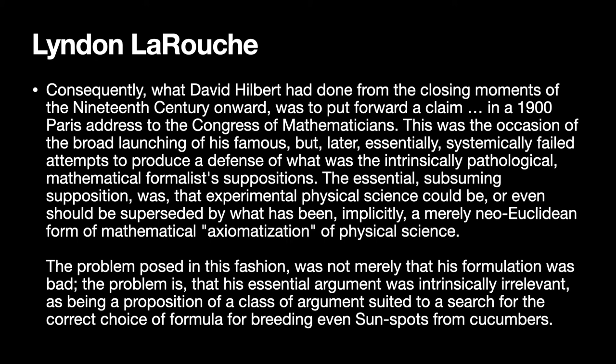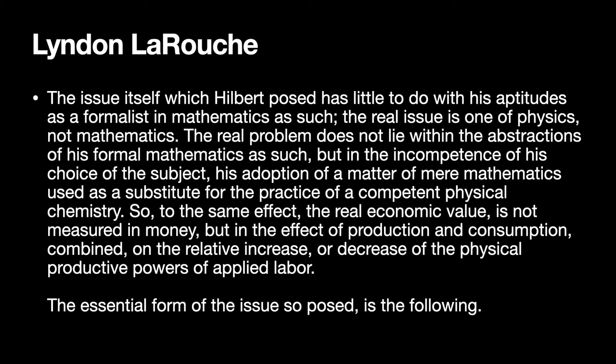The problem posed in this fashion was not merely that his formulation was bad. The problem is that his essential argument was intrinsically irrelevant, as being a proposition of a class of argument suited to a search for the correct choice of formula for breeding even sunspots from cucumbers. The issue itself, which Hilbert posed, has little to do with his aptitudes as a formalist in mathematics as such. The real issue is one of physics, not mathematics. The real problem does not lie within the abstractions of his formal mathematics as such, but in the incompetence of his choice of the subject. His adoption of a matter of mere mathematics used as a substitute for the practice of a competent physical chemistry.